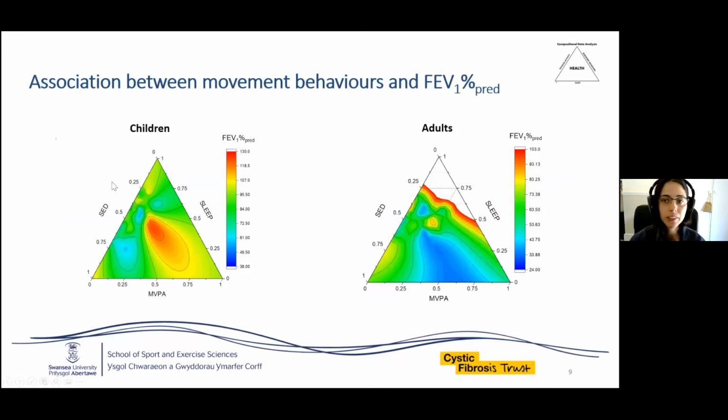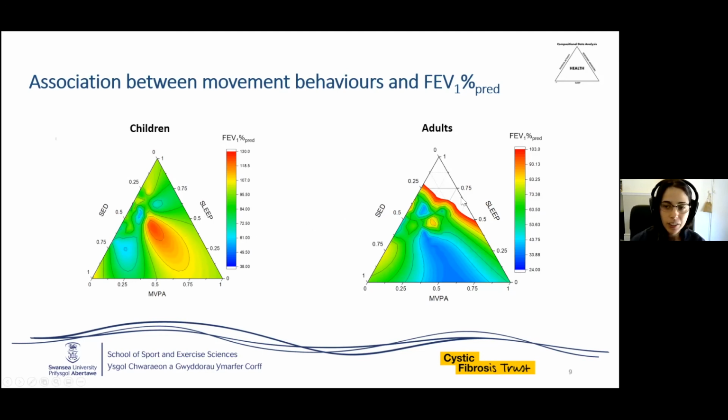So here we have the ternary plots. That's how we display the relationships between each one of those behaviors. First, in this slide, you have the ternary plot for children, and the other figure is the ternary plot for adults. I'm not able to show you all the ternary plots we had, so I'm only showing you the association between sedentary, sleep and MVPA. What we have here is that when we increase sleep from MVPA or from sedentary, you then have an increase in FEV1. The heat map is showing you the FEV1. The areas in blue are where you have lower FEV1. The areas in red and yellow are where you have higher FEV1.